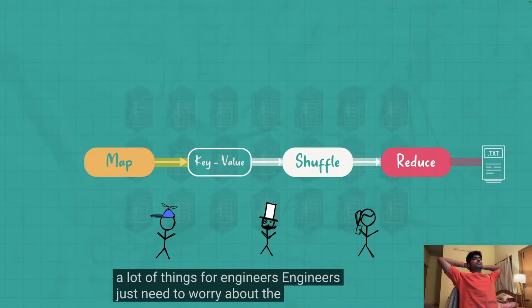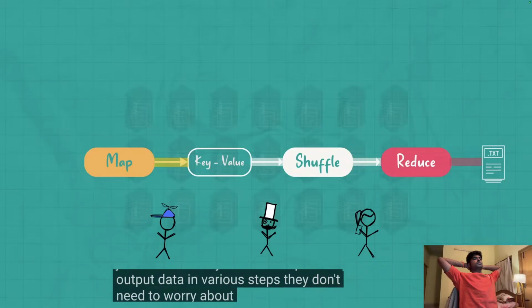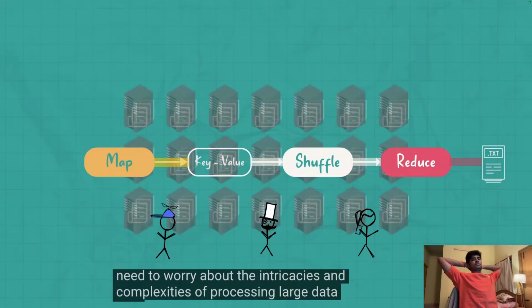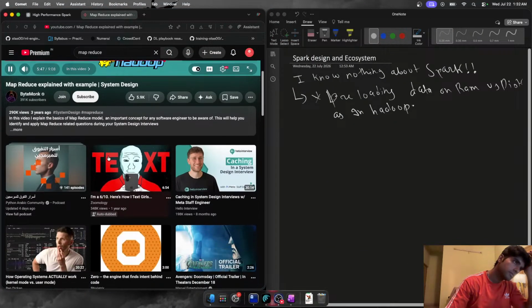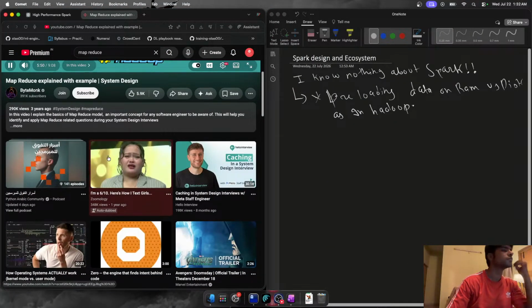Engineers just need to worry about the input and output data in various steps. They don't need to worry about the intricacies and complexities of processing large data sets in a distributed system. Basically, engineers will end up using some sort of library implementation, such as Hadoop, and they just need to be aware of the various inputs and outputs of these various functions.